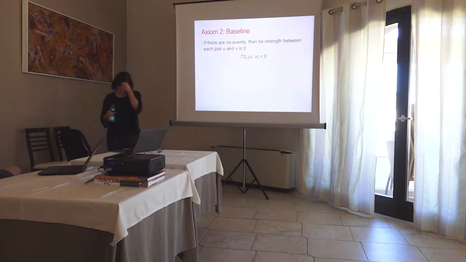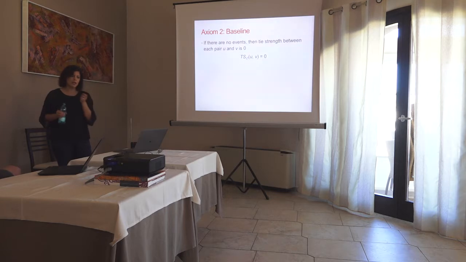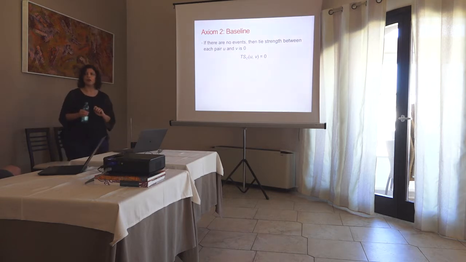So the other axiom that we had, or property, is baseline. Tie strength is a numeric value, and I want to normalize it. So I want to know what 0 means here.